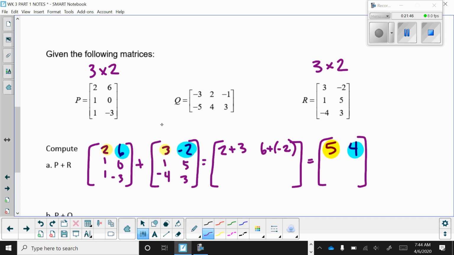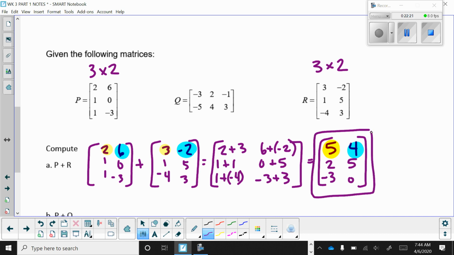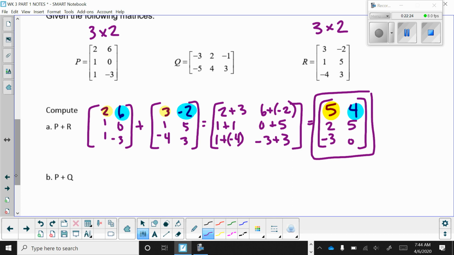So the rest of this problem just goes like this. 1 plus 1 goes here. And then moving to the right, 0 and 5 get added. And then the bottom row, row 3, column 1 is 1 and -4. That's -3. And then -3 and +3 at the bottom right is 0. And that's your answer matrix. So pause the video and think about adding P plus Q, how that would look.